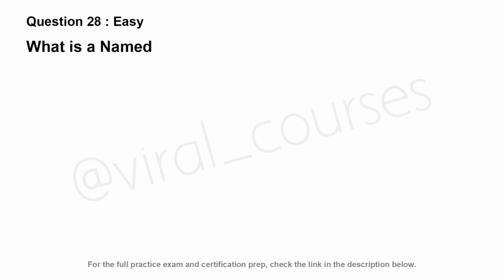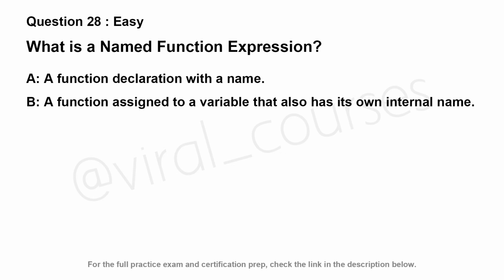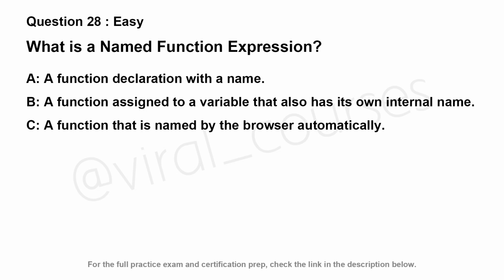What is a named function expression? Option A, a function declaration with a name. Option B, a function assigned to a variable that also has its own internal name. Option C, a function that is named by the browser automatically. Option D, a global function with a name.